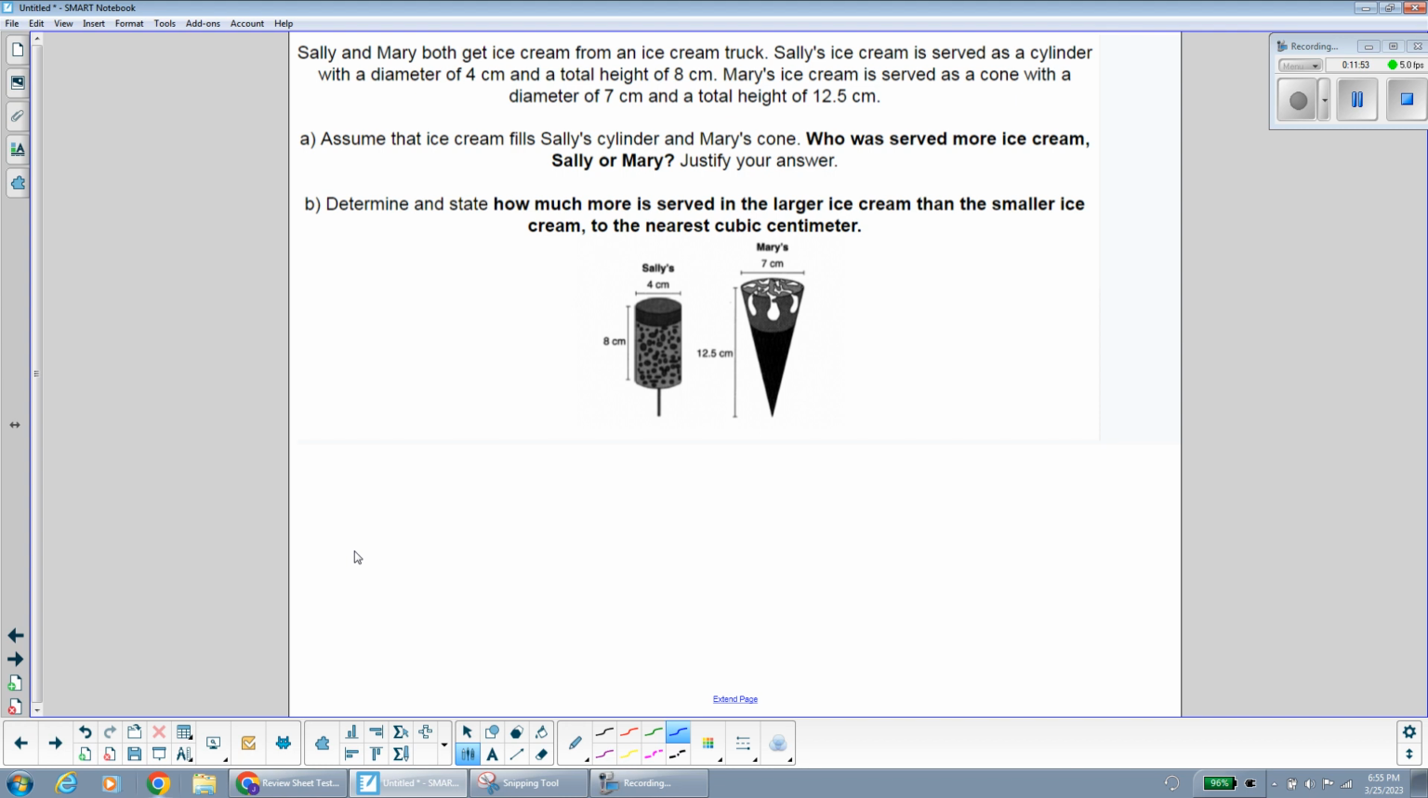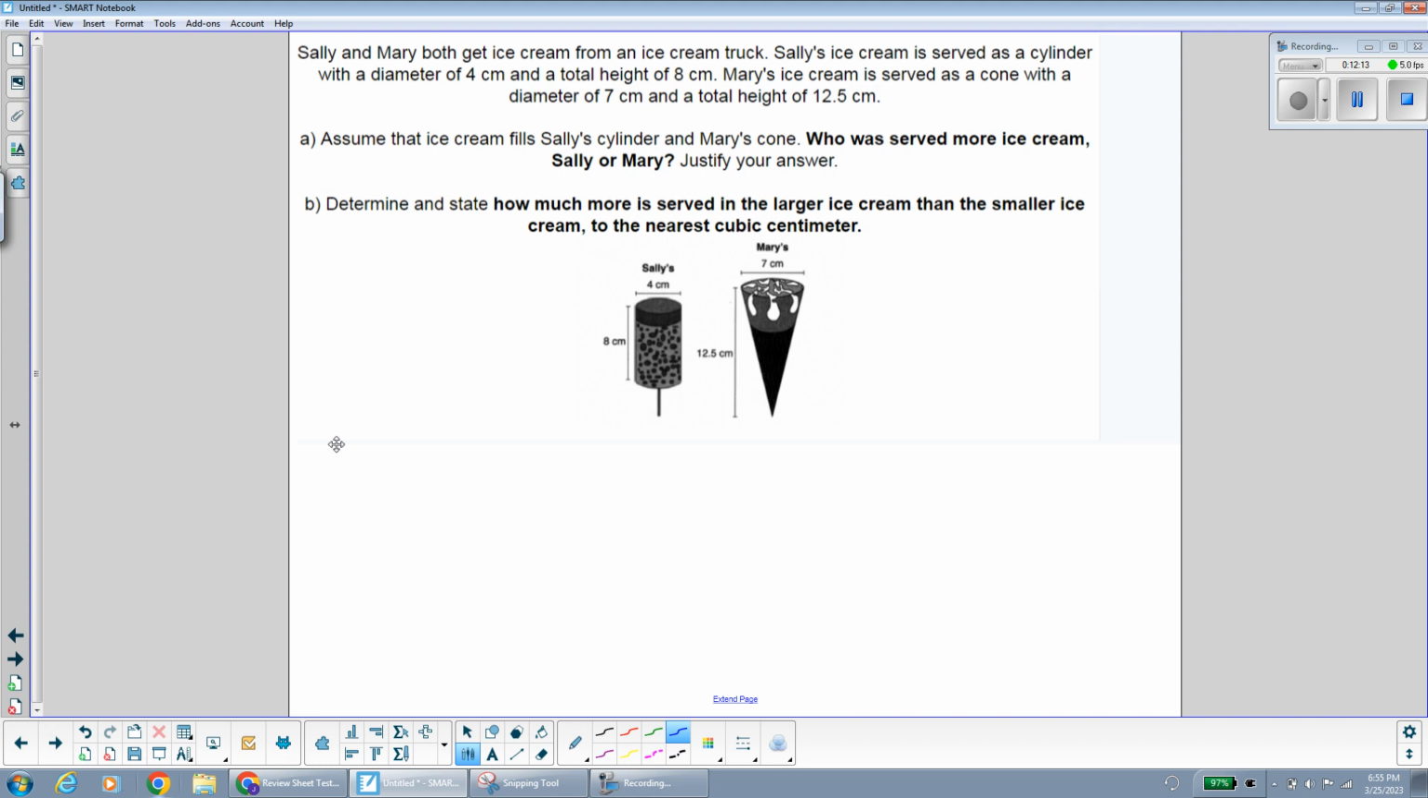In part A, we need to figure out who was served more ice cream, Sally or Mary. So basically, we just need to figure out how much ice cream is in each of these ice cream containers. So that is telling us that we need to find the volume, how much can fit in something. So let's find the volume.